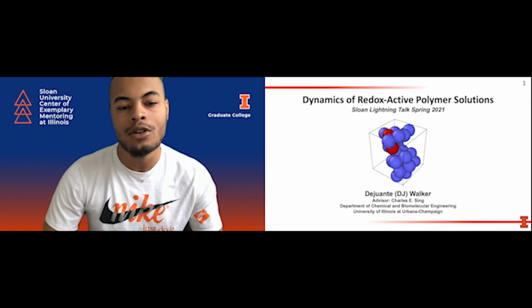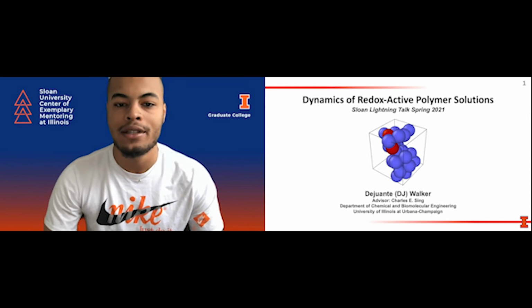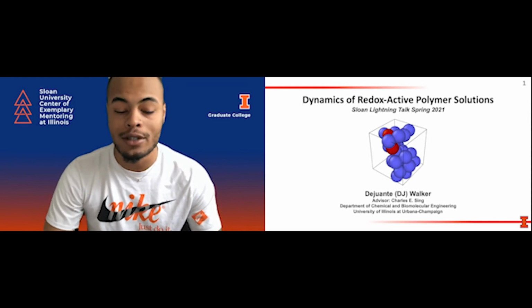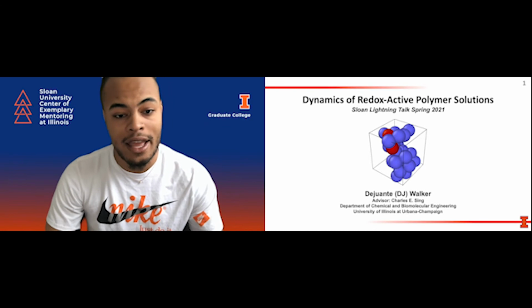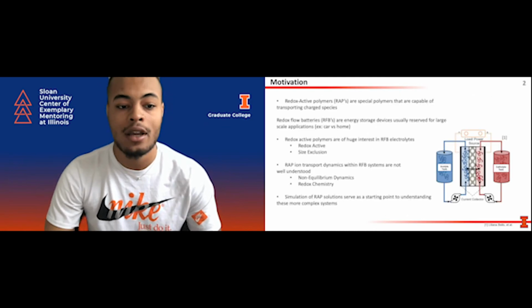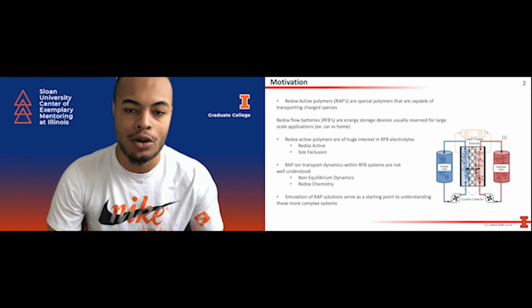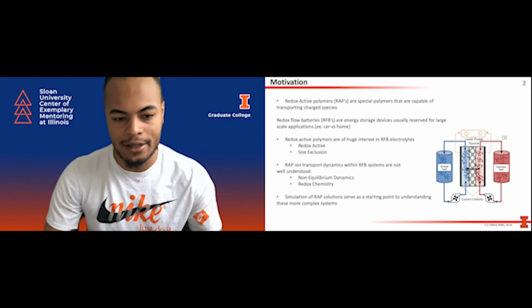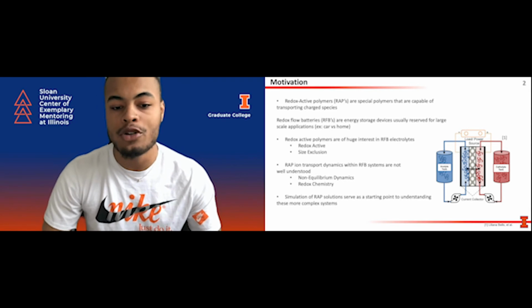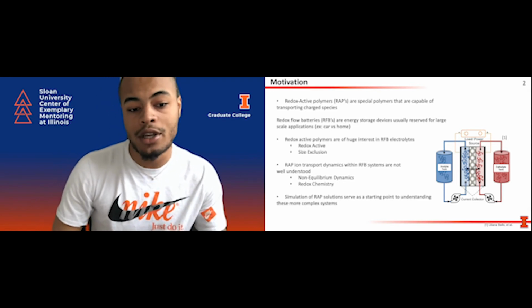All right, so polymers are a type of molecule that consists of repeating subunits. Some common examples are DNA, skin, hair, rubber, and plastic. Redox active polymers are special polymers that are capable of transporting charged species, hence redox active. Redox flow batteries are energy storage devices usually reserved for large-scale applications.